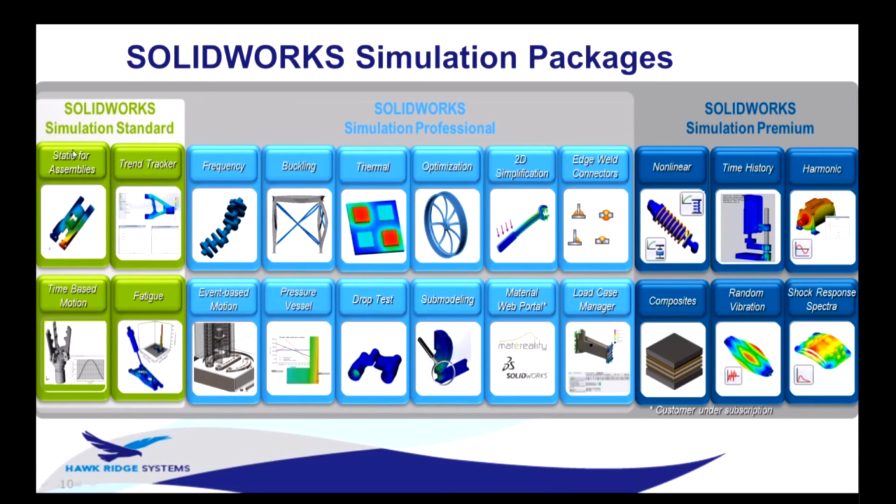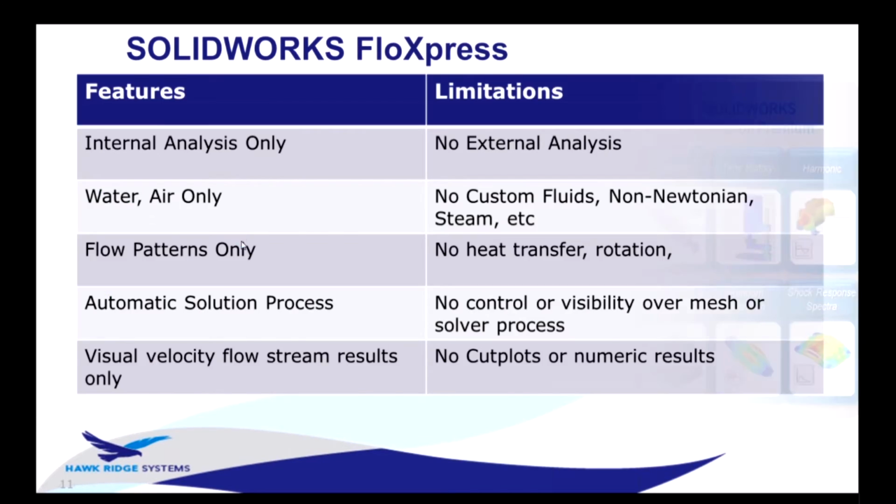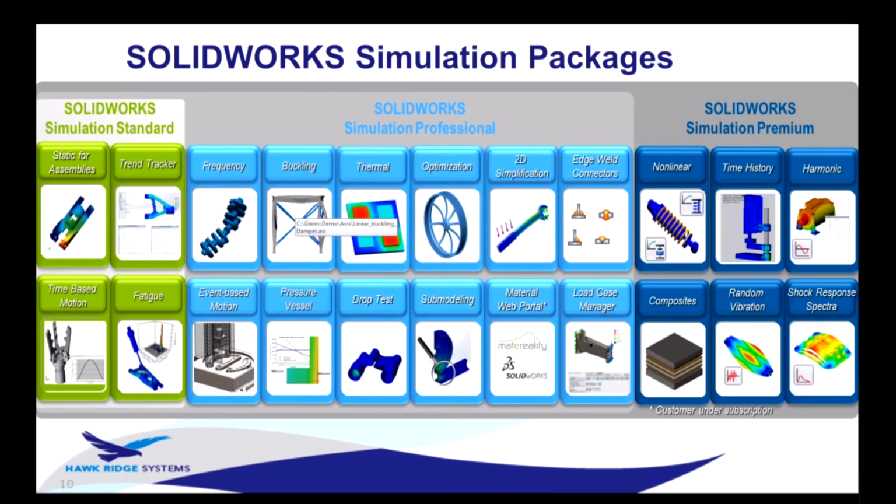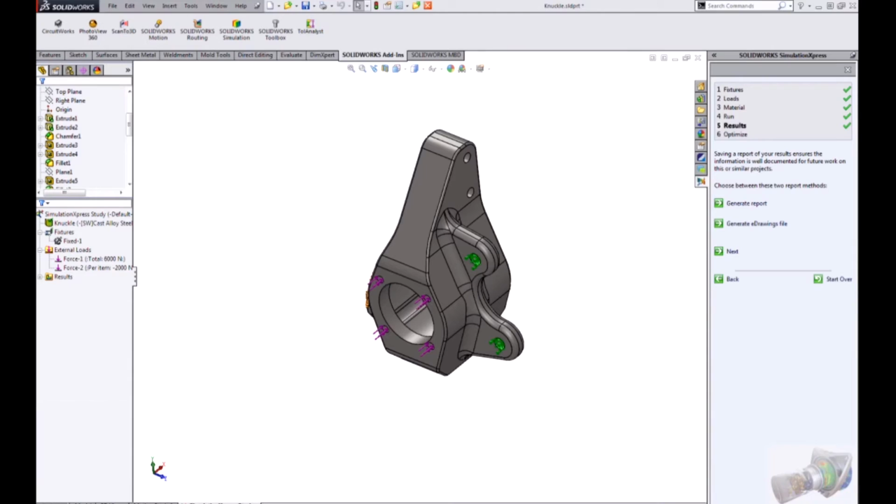SOLIDWORKS Simulation Standard, there's also some of this capability that's in the SOLIDWORKS Premium CAD package. Allows you to do static stress analysis on parts or assemblies, as well as motion. Simulation Professional offers some other modes of failure, as well as our optimization tool. And in SOLIDWORKS Simulation Premium, we're getting up into our nonlinear and dynamic analysis. Okay. So let's look at that same analysis approach in the full tool.